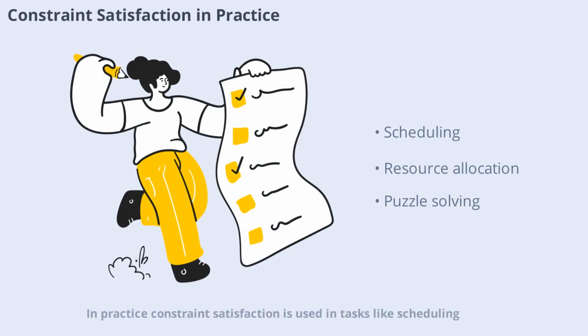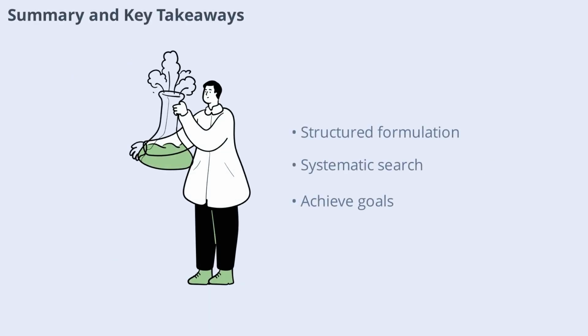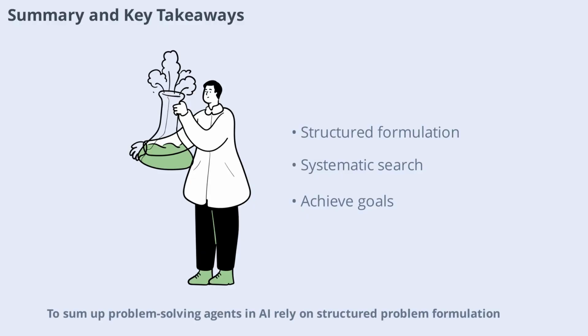In practice, constraint satisfaction is used in tasks like scheduling, resource allocation, and puzzle solving. By enforcing rules and limitations, agents can quickly eliminate impossible options and focus on viable solutions. To sum up, problem-solving agents in AI rely on structured problem formulation, systematic search, and careful evaluation to achieve their goals. By mastering these concepts, we can build intelligent systems capable of tackling a wide range of challenges.